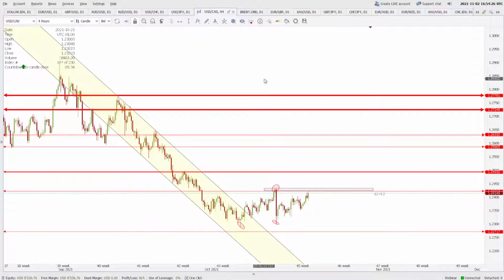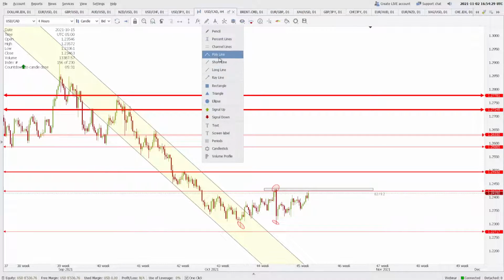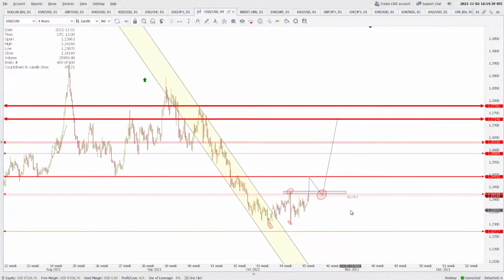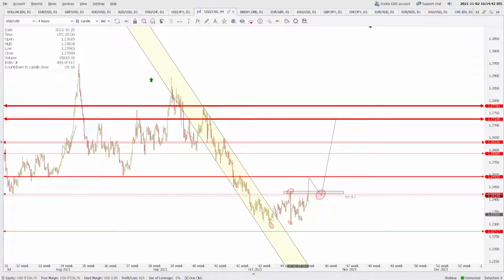So once this reaction high is broken, expect the price to move like this, and if it does, then this can be your area of opportunity. All right, so this is how things move in real life.